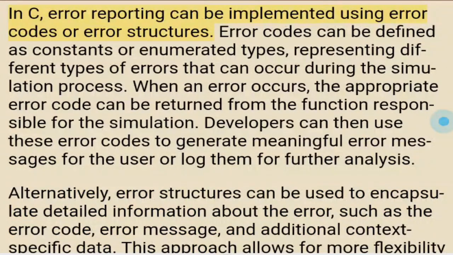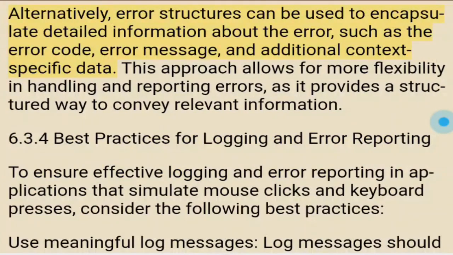In C, error reporting can be implemented using error codes or error structures. Error codes can be defined as constants or enumerated types, representing different types of errors that can occur during the simulation process. When an error occurs, the appropriate error code can be returned from the function responsible for the simulation. Developers can then use these error codes to generate meaningful error messages for the user or log them for further analysis. Alternatively, error structures can be used to encapsulate detailed information about the error, such as the error code, error message, and additional context-specific data. This approach allows for more flexibility in handling and reporting errors, as it provides a structured way to convey relevant information.